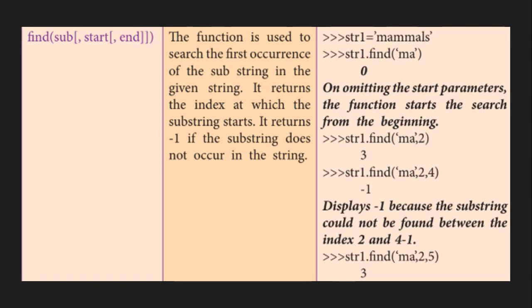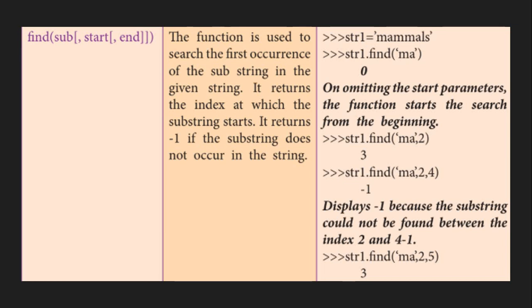The next example has the start value and the end value. Starting from the second index, ending till the third index, because the last index means 4 minus 1, it is only 3. In that case, the substring is not found in the main string at all, so it outputs the answer -1. If the substring is not present in the main string, it will output the value -1.